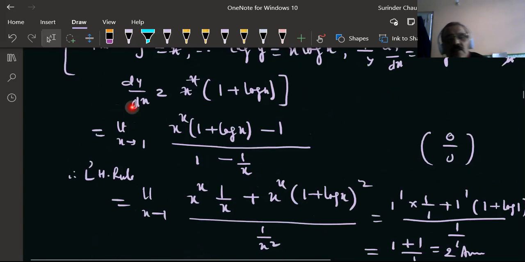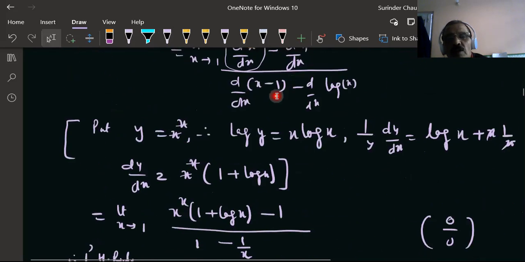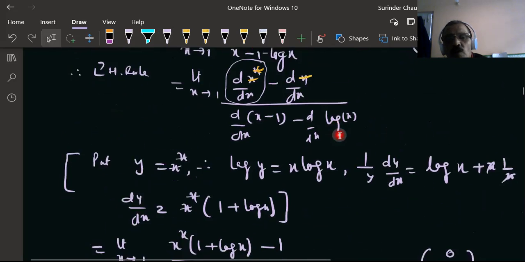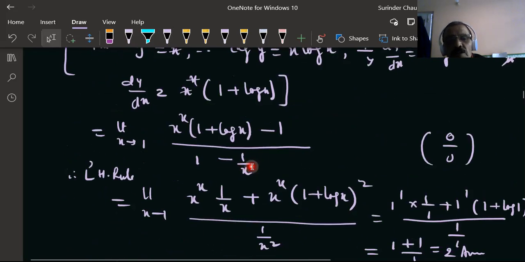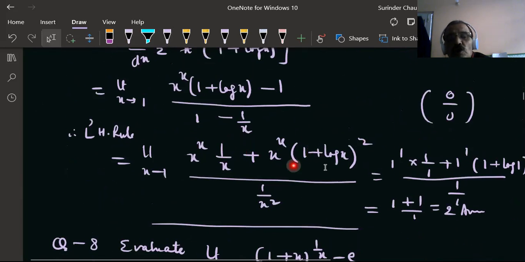Now again put in the value. Put x equal to 1, log of 1 is 0, so 1 minus 1, we get 0 by 0 form again. Again differentiate this with respect to x, or you can simplify here also. When you get a 0 by 0 form, you can apply L'Hospital's rule.